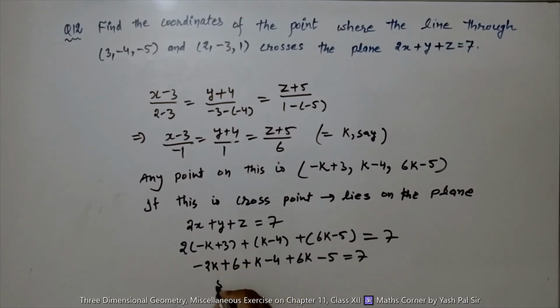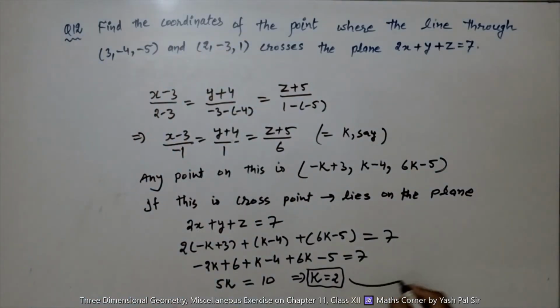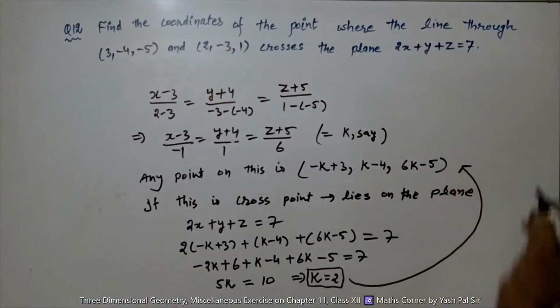Minus 2k minus 1k plus 5k... 6 minus 4 plus 2 minus 5. What is this? 3 minus 3 is equal to 10. That means the value of k is 2. So to find the coordinates of the point, we put this value here.